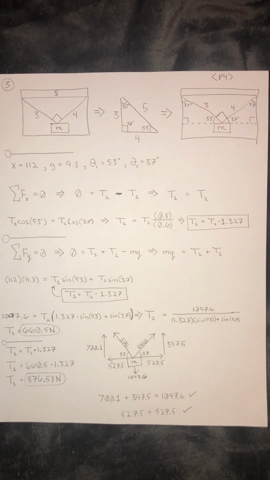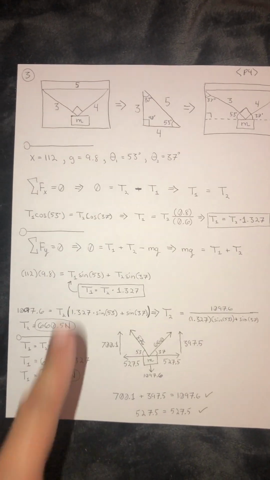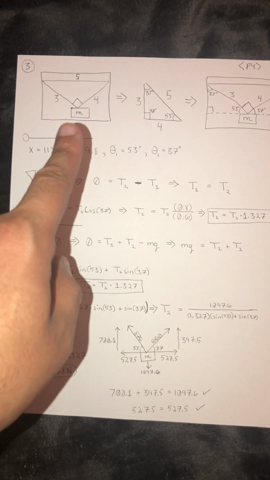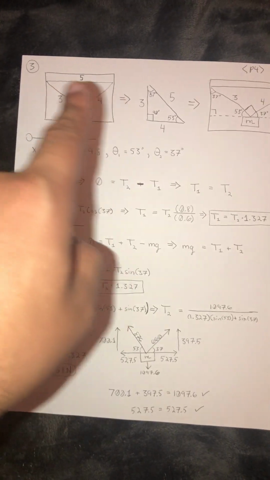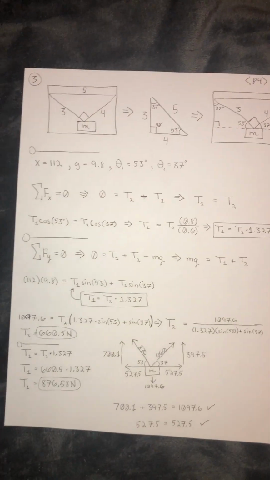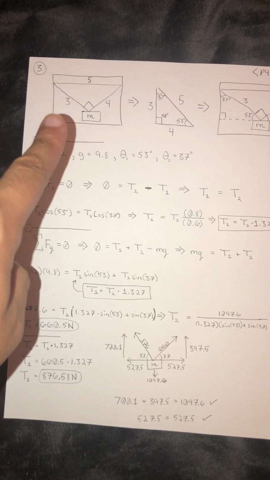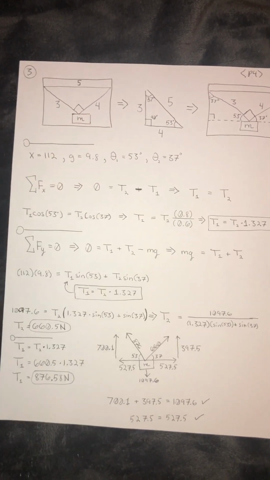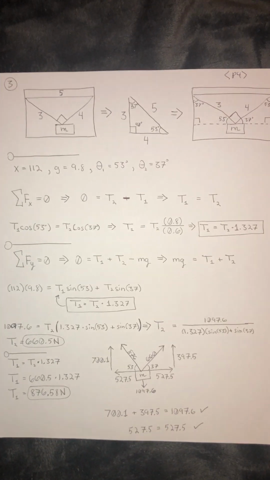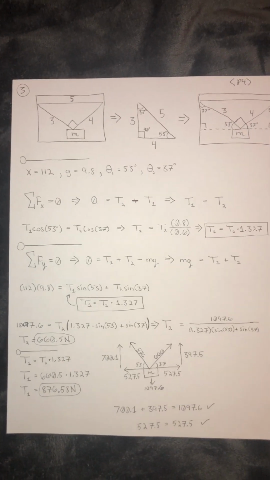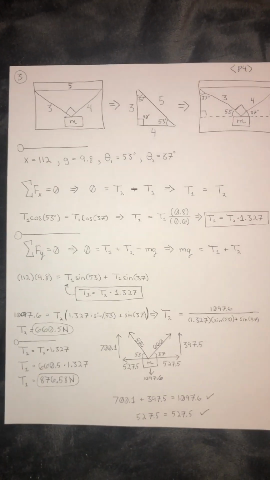The question stated that there's a mass suspended from a ceiling, and there is a 5-meter separation between the two ropes that are keeping it attached to the ceiling. One rope is 3 meters long and the other is 4, and this means that they'll have completely different tensions in each of the strings.